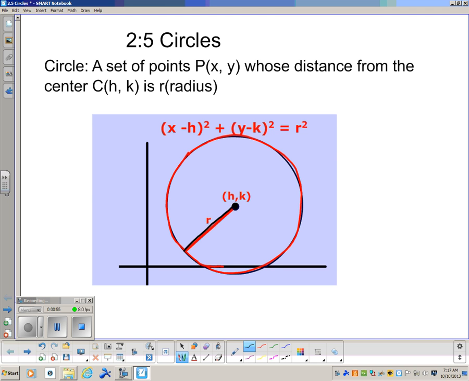So the center of the circle, whatever that is, the h goes here, the k goes there, and whatever the radius of your circle is, that value goes in there. So the center of a circle and the radius of the circle make up the equation for a circle.